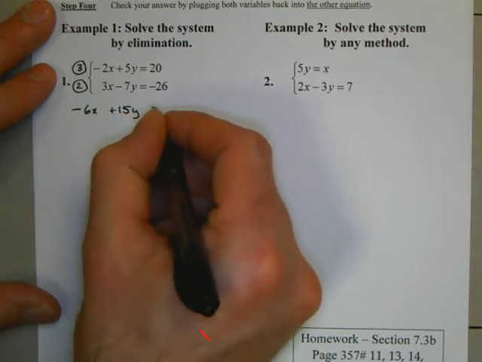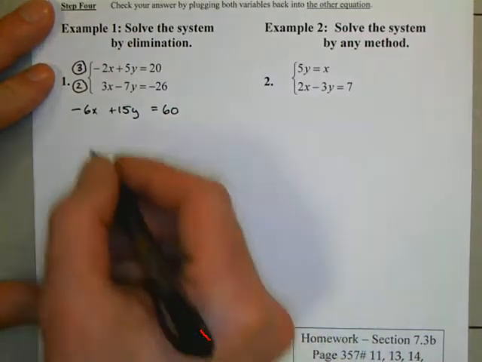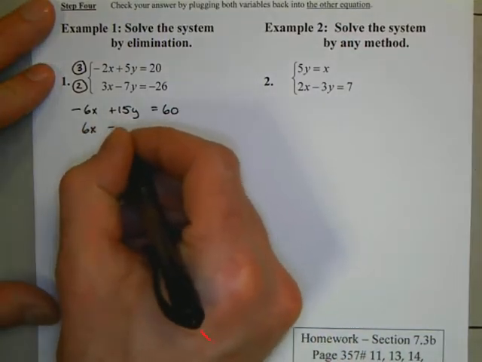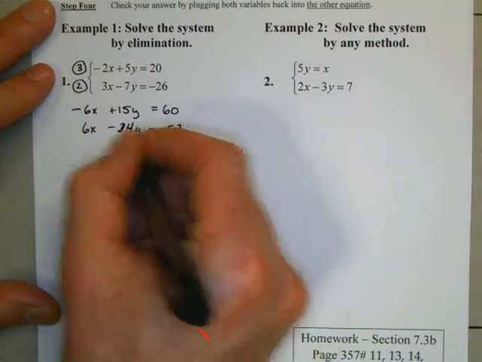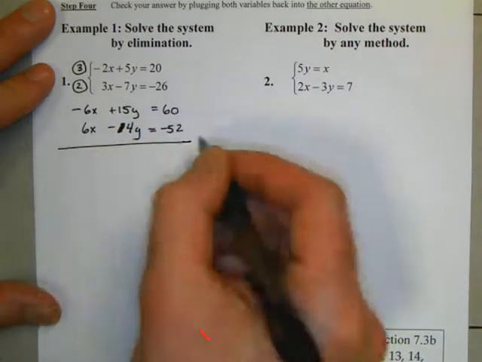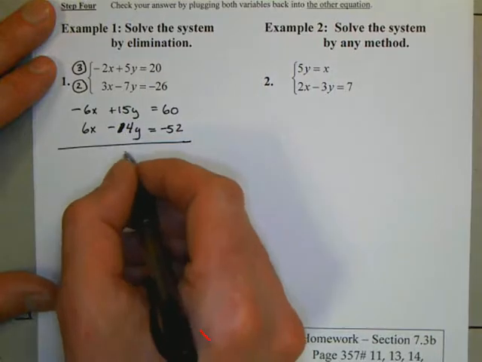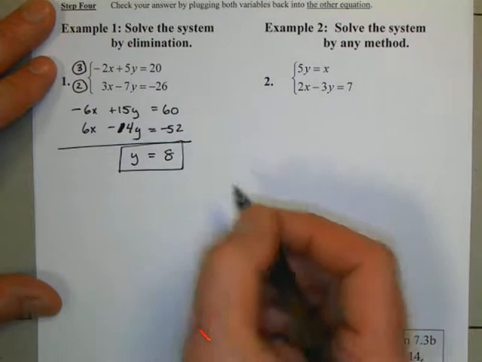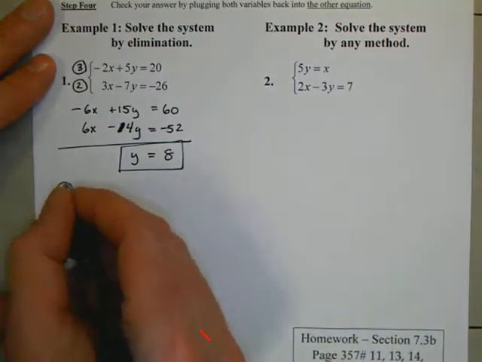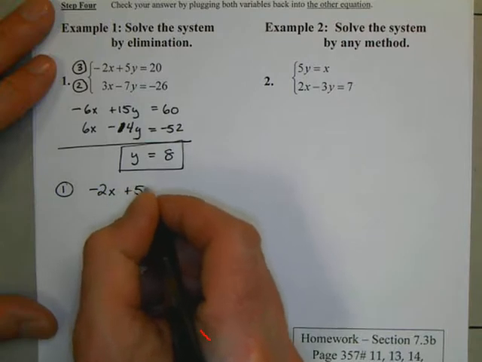Here we go. Multiply the top equation by 3. That's negative 6x plus 15y equals 60. Multiply the bottom equation by 2. That's 6x minus 14y equals negative 52. We now can add them up because the x's drop out. 15y and negative 14y equals 1y. And so y equals 8.